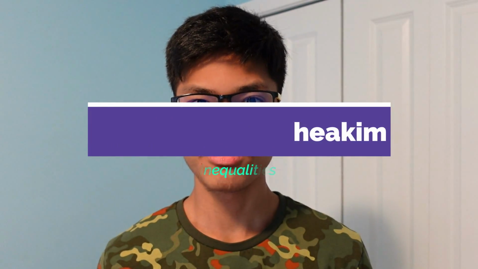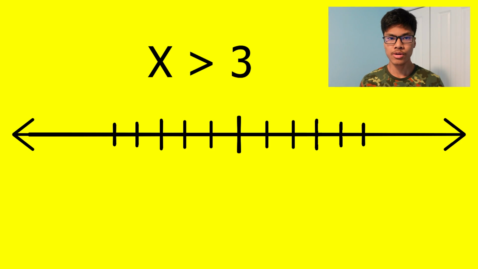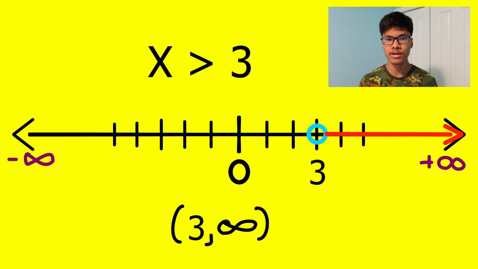Today I'm going to show you how to solve inequalities. Let's say we have x is greater than 3. Let's show it on a number line that starts from 0 all the way up to infinity and down to negative infinity. Because x is greater than 3, we will have an open circle. And from the open circle, we will shade to the right to show that any number that is above 3 is equal to x. And to put it in interval notation form, it would be open parenthesis 3, comma, infinity, and close parenthesis.